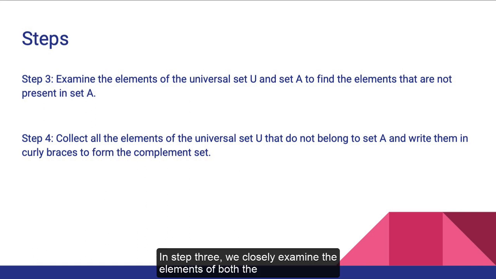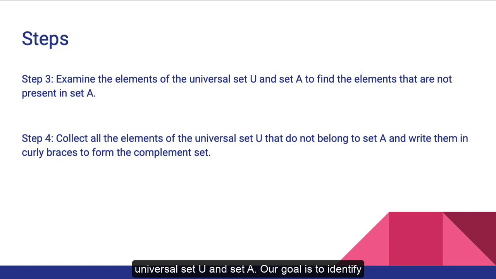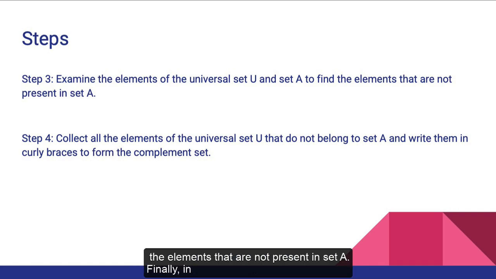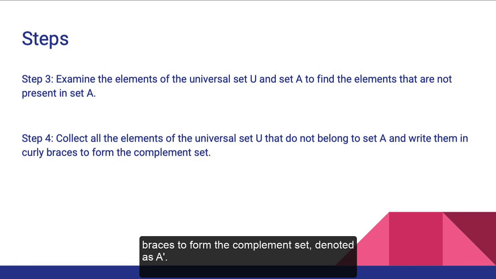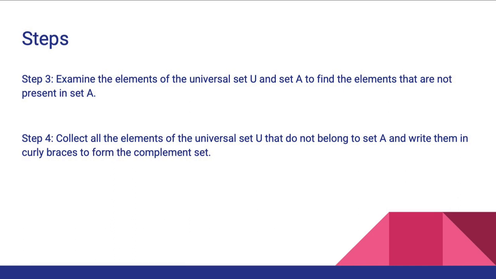In step 3, we closely examine the elements of both the universal set U and set A. Our goal is to identify the elements that are not present in set A. Finally, in step 4, we collect all those elements from the universal set U that do not belong to set A. We write them inside curly braces to form the complement set, denoted as A'.